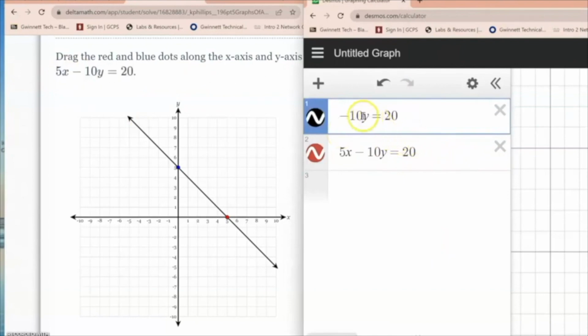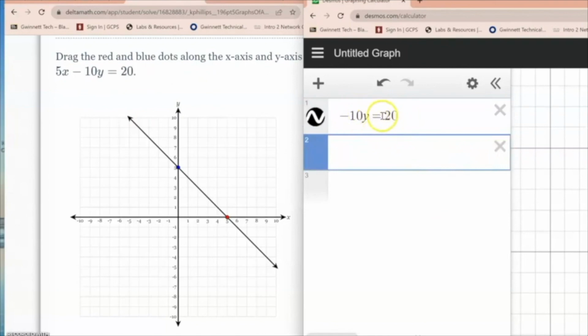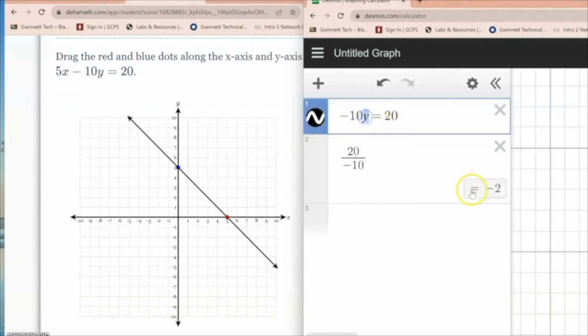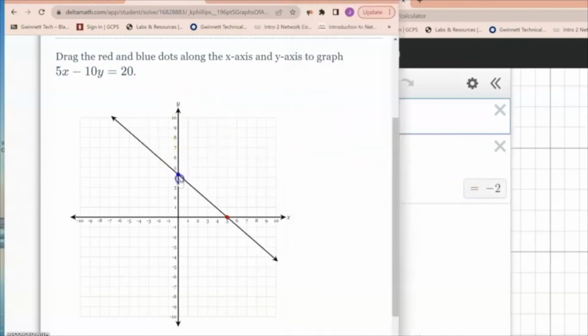Now I solve this equation. How do I solve this? I divide both sides by negative 10. So it's going to be y equals 20 divided by negative 10, which is negative 2. So my y value is negative 2. And be careful to drag it as close as you can.